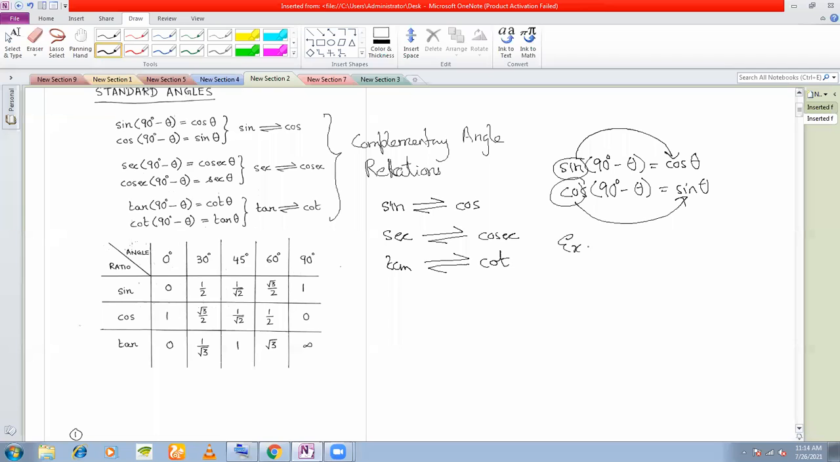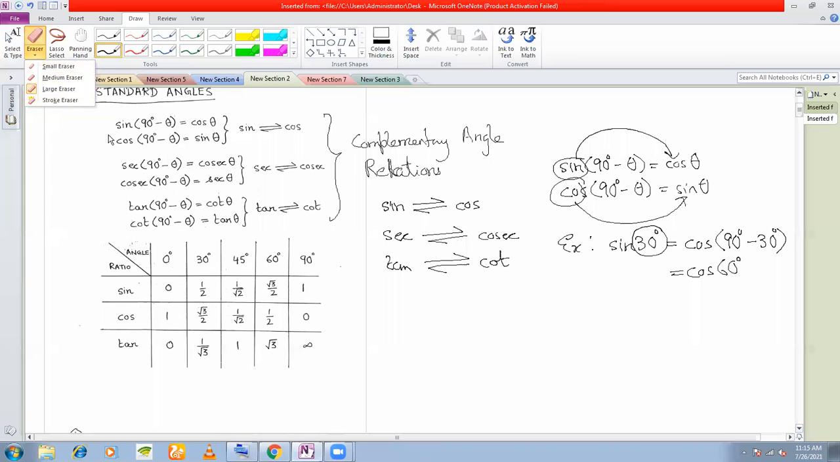So for example, if I have sine 30, I want to change this sine to cos. How will I change? I will write cos first, and this angle that you see, I will subtract from 90. Is this clear? Which is equal to cos 60. Now tell me if it is clear. Sir, can you just repeat once again?